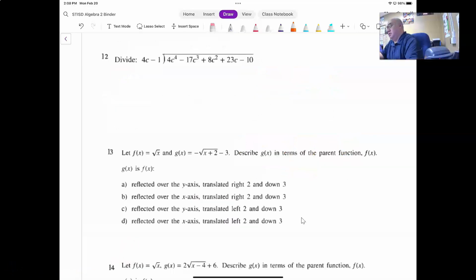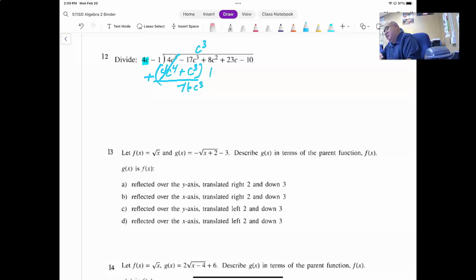I'm going to go ahead and do long division. So you start off with 4c. What do you multiply 4c by to get 4c to the fourth? It's going to be c to the third. So you have 4c to the fourth minus c cubed. Subtract. Remember, you're always subtracting. So you have 4c times c to the third power. That cancels. This is positive, so it's going to be negative 16c to the third.